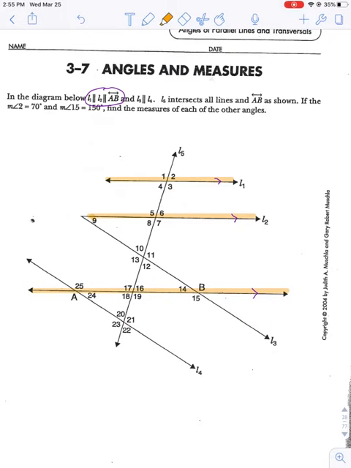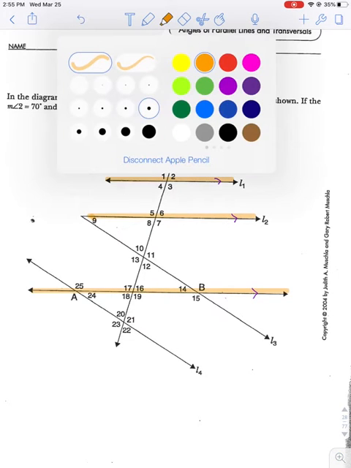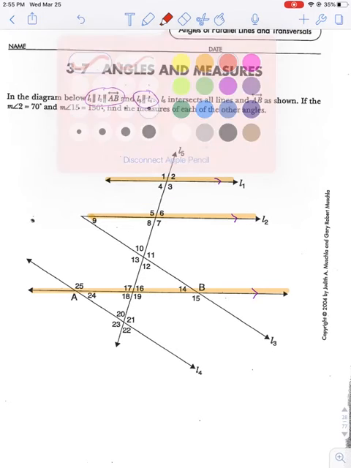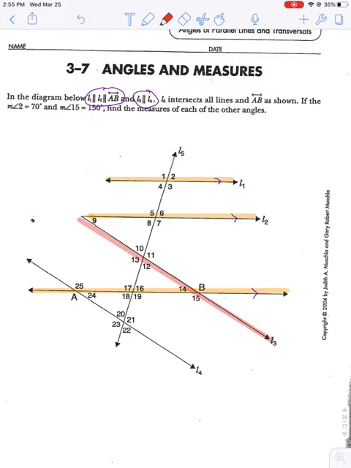And I can see that there's a transversal going through them. There's actually more than one transversal I might be using. It also tells me that angle 3 and 4 are parallel to each other, so I'm going to highlight those in a different color. So I have two different parallel relationships going on.